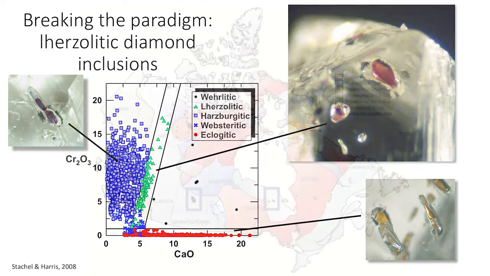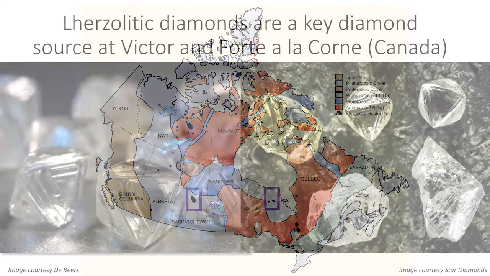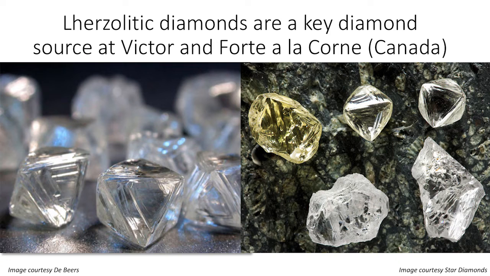Why is this important? Well, in Canada there are two good examples of this. One in Saskatchewan, Fort à la Corne, and one in Ontario, the Victor Mine. And in both these cases, the inclusion suites are lherzolitic. You have beautiful high-quality diamonds. These are probably the best quality diamonds in Canada from the Victor Mine. And Fort à la Corne, that's yet to come on stream, but may do shortly, also with spectacular diamonds, including some of the yellows that we've heard about today.